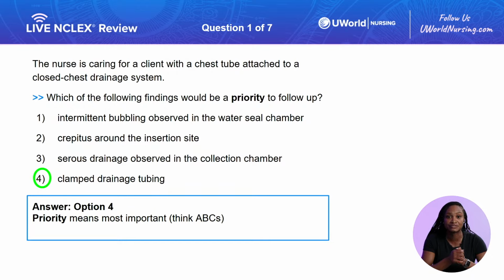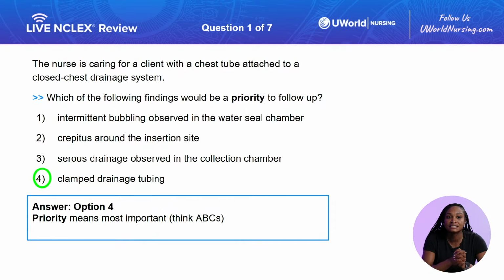Option 2, crepitus around the insertion site. This is something that could potentially cause some side effects later on, but around the insertion site is okay because we have a foreign substance or foreign object in that skin and in the chest area. We would start worrying if it starts spreading to the upper abdomen, to the neck, to the chest. So something that we do want to monitor, but around the insertion site is okay for now.